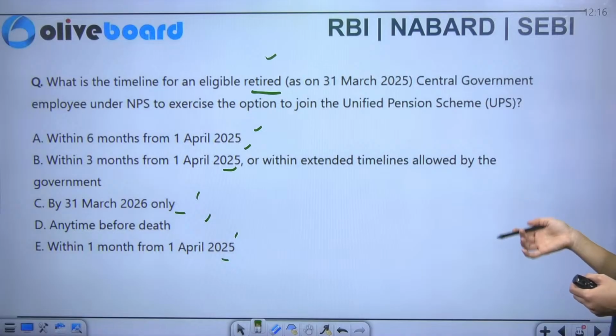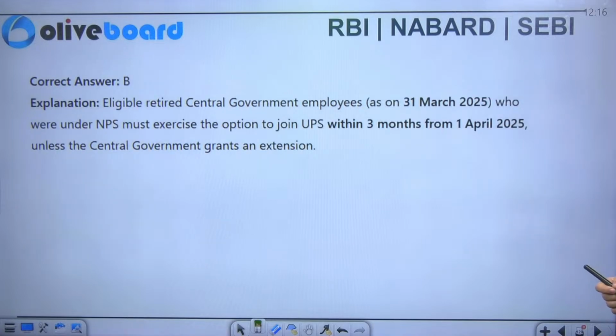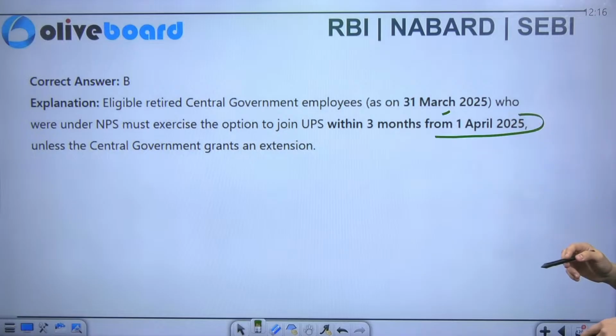Now of course they have to exercise this to join UPS. That is 30th September. Okay, Atithi says B. What about other individuals? Anyone who wants to answer? Alright, so the correct answer is B only, which is within the 3 months from 1st April 2025.